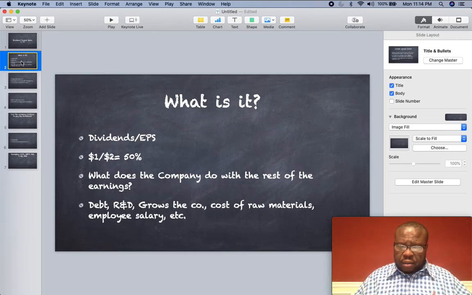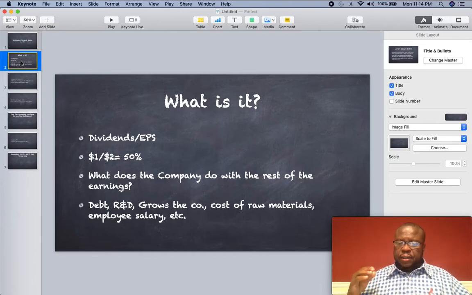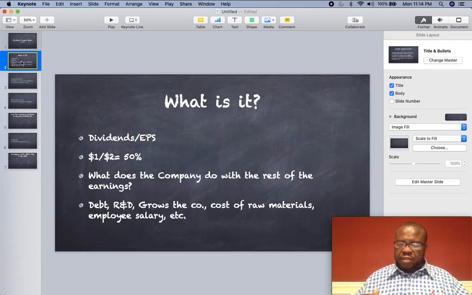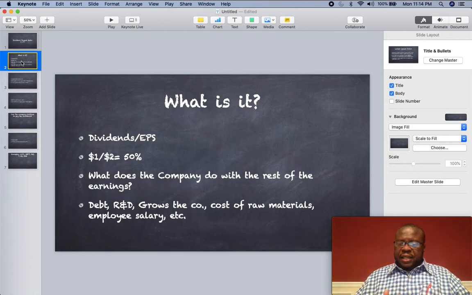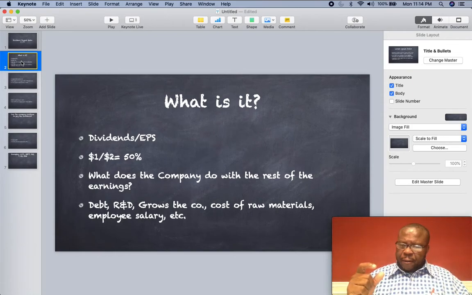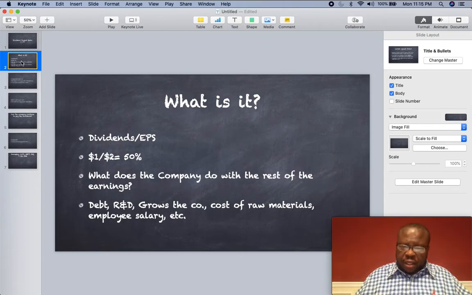You take all the money they make, right? After you subtract the expenses, so you have your income or your revenue, you take away the expenses, and the net amount left over is earnings. And you take the earnings, you divide it by the total number of shares outstanding, and you get the earnings per share, which means how much money the company is earning per share. They call it EPS. You take the dividends, and the portion of the dividends out of the earnings is your payout ratio.